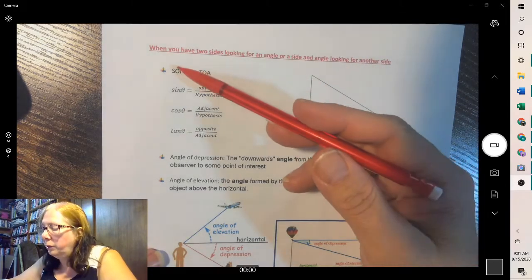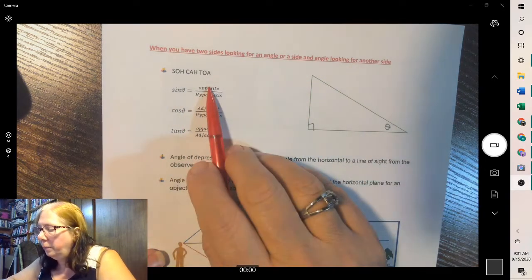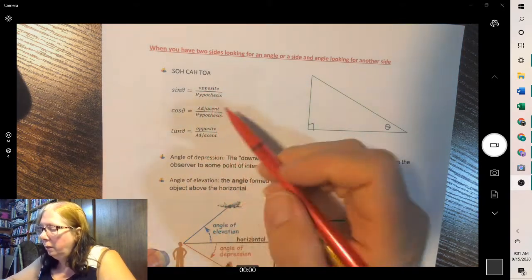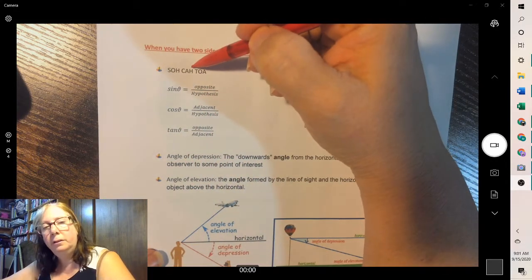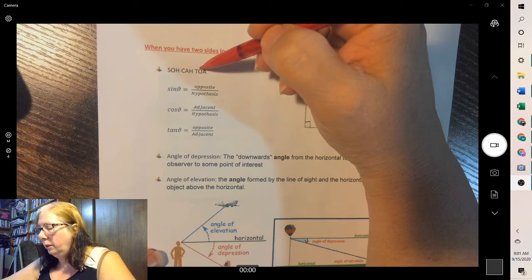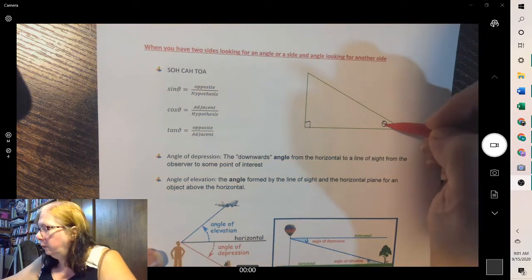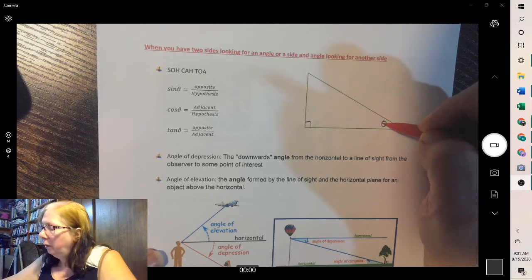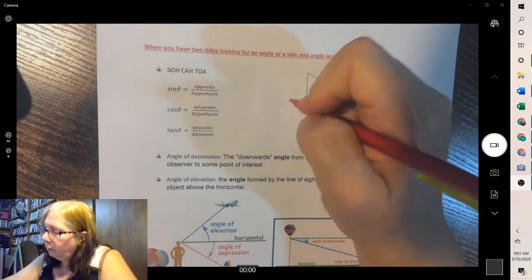A trick you can use is called Sohcahtoa. It means sine is opposite over hypotenuse. Cosine, the A is adjacent over hypotenuse. And tangent is opposite over adjacent. And what that means is when you have your angle, opposite would be across from it. So this would be opposite.